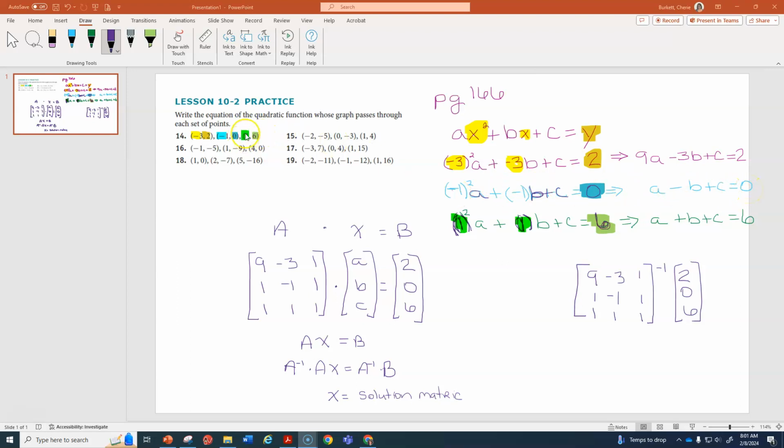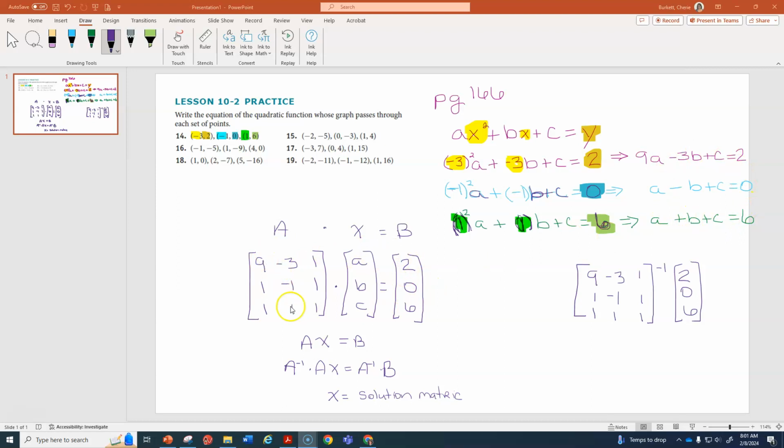And lastly, I plugged in 1 for x here, so that's 1x squared times a plus 1 times b. I put 1 in for x times b, plugged in the 6 for the y, and now I have 3 equations that involve a, b, and c.